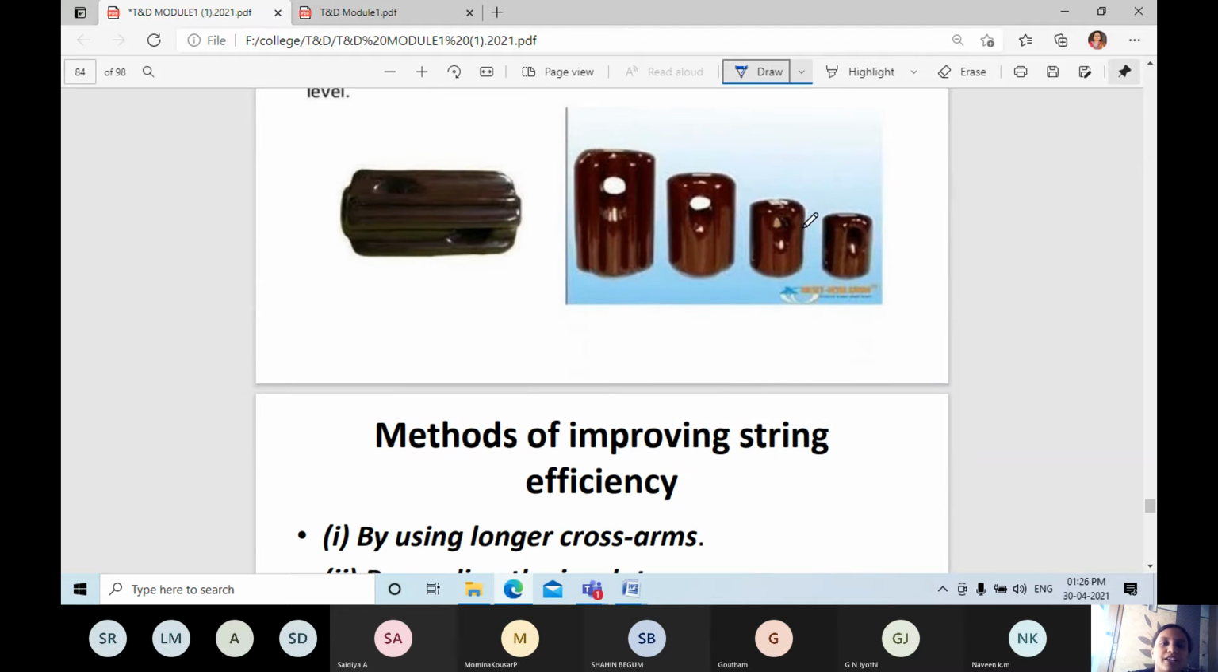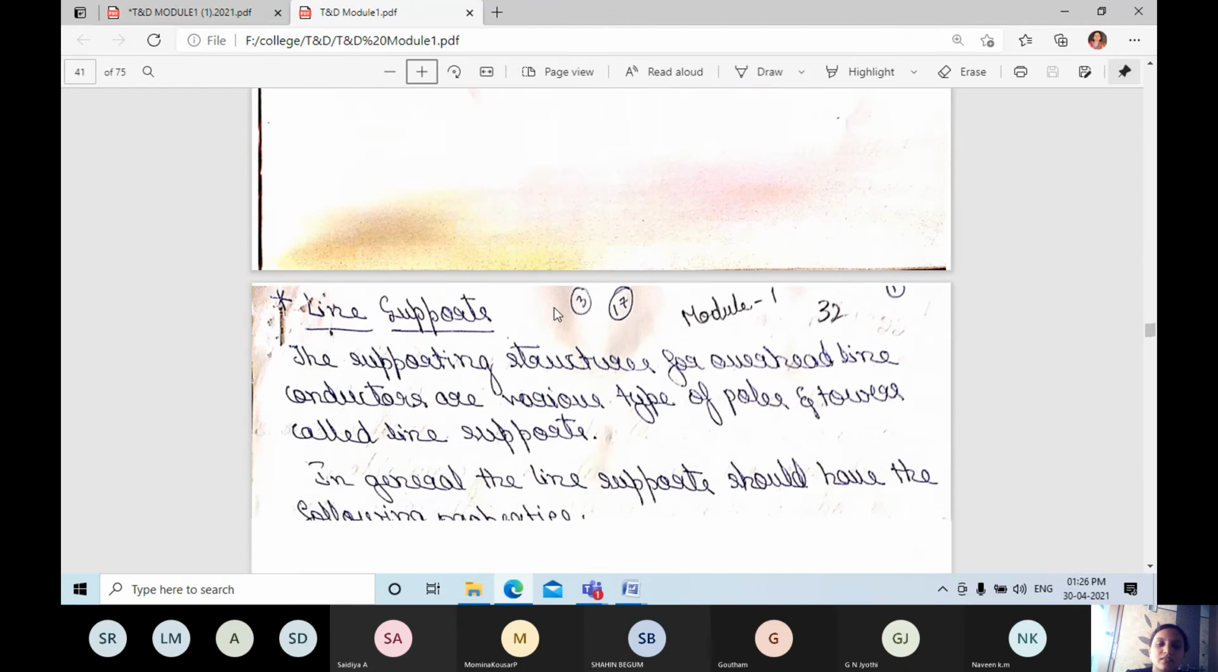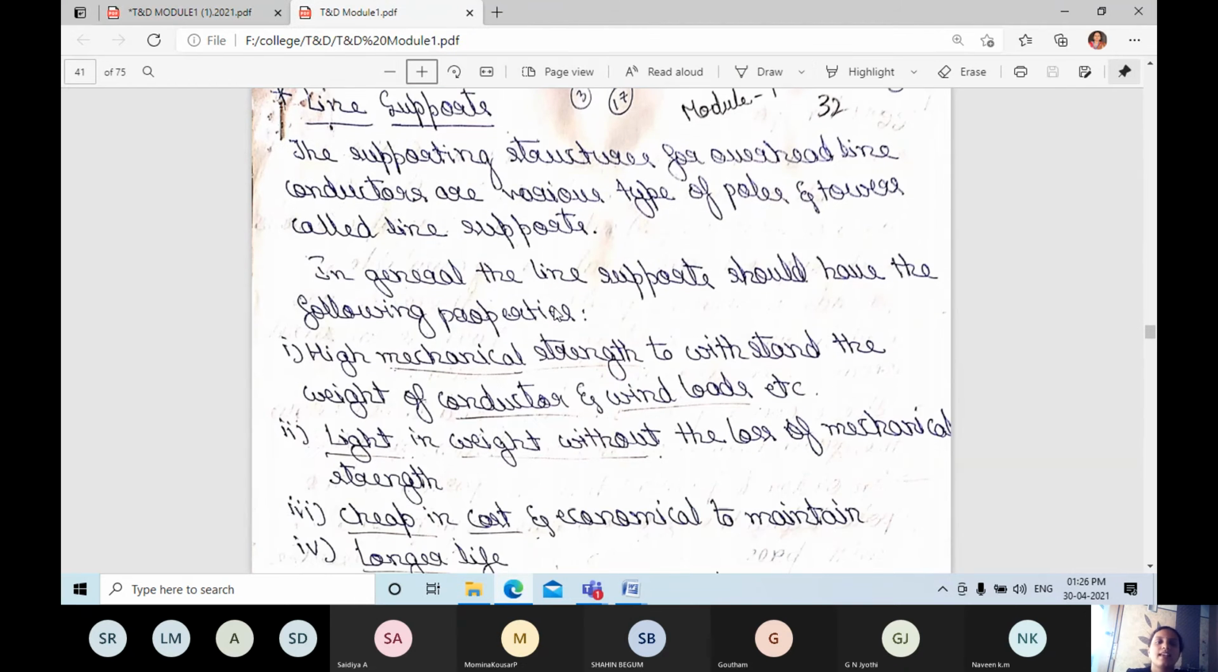This is about types of insulators. Next, line supports. Line supports are the supporting structures for overhead line conductors; various types of poles and towers are called line supports. You know about line supports, right? It may be a pole or it may be a tower, the supporting structure for overhead lines.